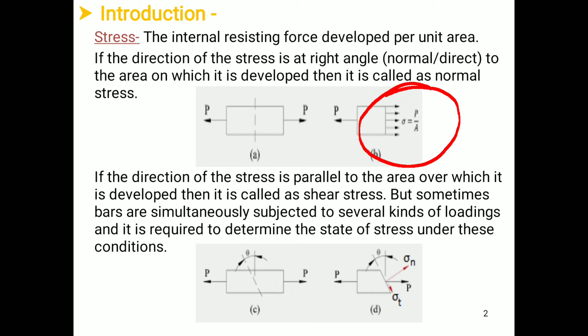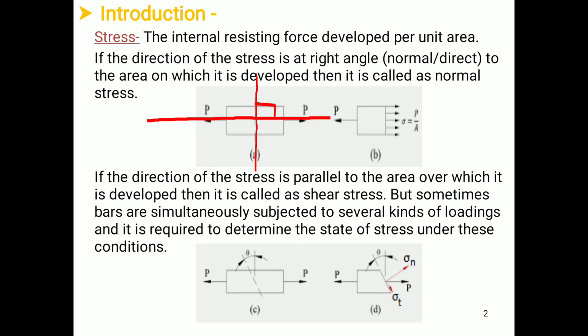Where P is the external force and A is the cross-sectional area of the member. If you observe this figure carefully, this particular force P makes an angle of 90 degree with the cross-sectional area of the bar. Therefore, the name is normal stress and mathematically it can be given by force upon area, cross-sectional area. This is the concept of normal stress.